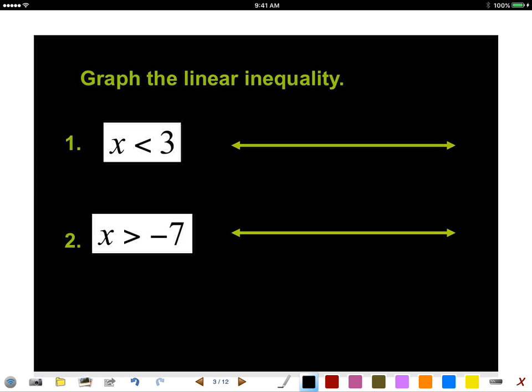What is the shade left? I'm going to show you the shade left and right in just a minute. It's kind of hard to explain, so I'm going to show you with the problems. But that's a good question.